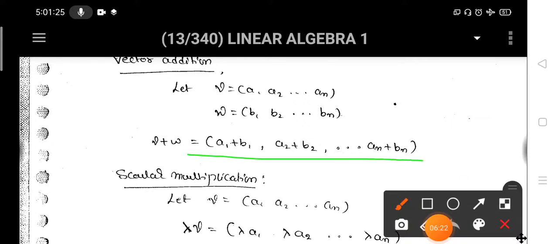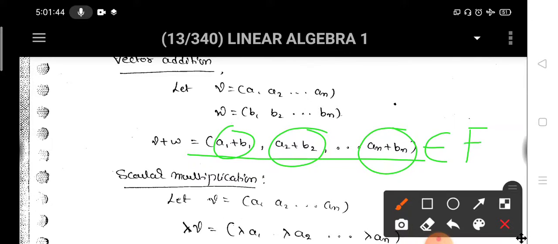Fine. Now clearly this is also an element of the vector space, because a1, b1, a2, b2, up to an, bn are all elements of the field, and we know that inside a field the closure property under addition is satisfied. So all these elements are coming from the same field. This goes to show that this belongs to F raised to power n. So that means that under vector addition the closure property is satisfied.